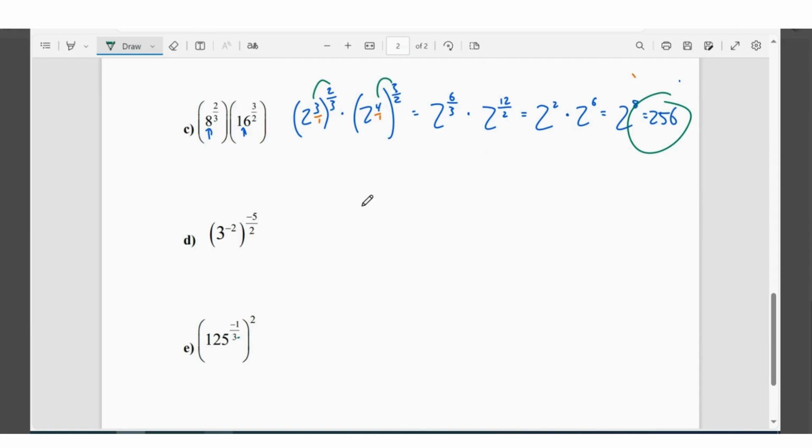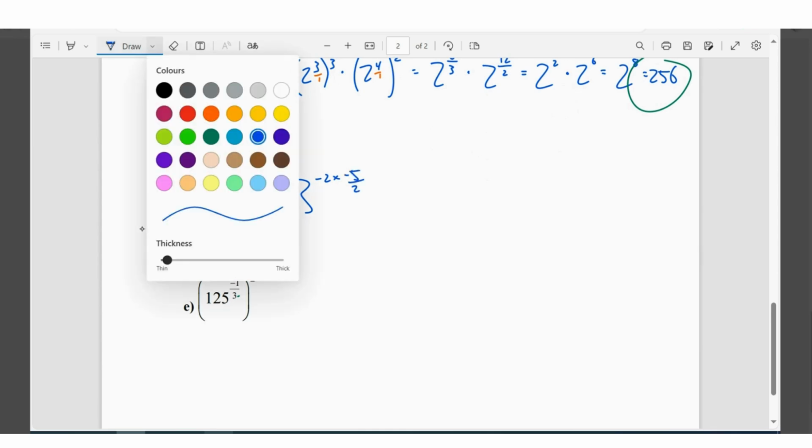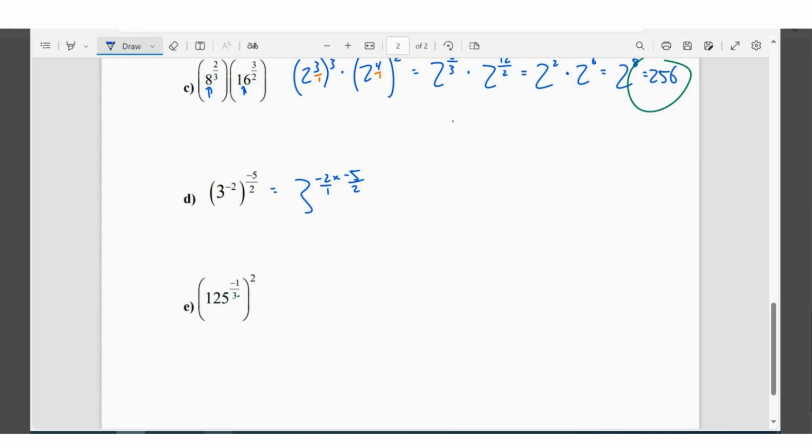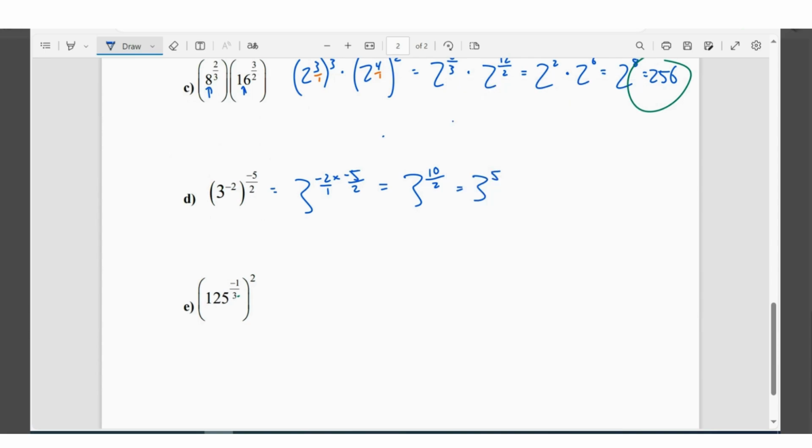Let's do this next one. This one we don't have to rewrite any bases or anything like that, and let's just distribute inside. We have 3 to the power of -2 times -5 over 2. And remember, there's a little over 1 right there. And now we can just multiply. 3 to the power of -2 times -5 gives us a positive 10 over 1 times 2 is 2, which gives us 3 to the power of 5. Let's do that in my calculator. 3 to the power of 5, 243.